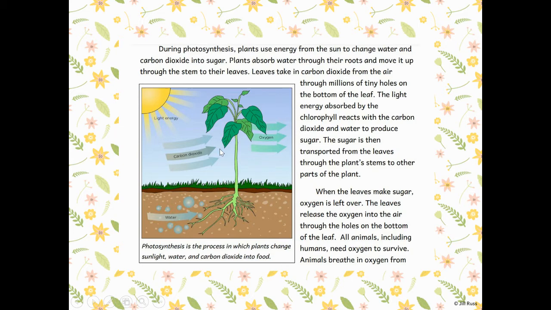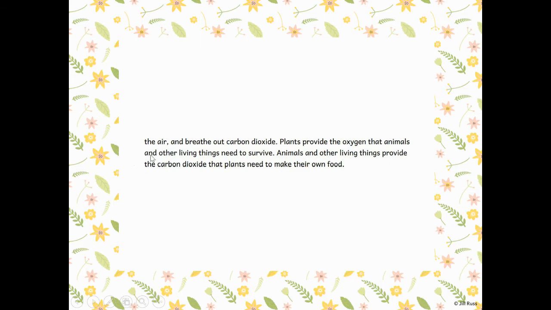When the leaves make sugar, so when this happens, all this comes in, sugar is made, then left over is oxygen. The leaves release the oxygen into the air through the holes on the bottom. All animals, including humans, need oxygen to survive and breathe. So you and I need that oxygen to survive. We breathe it in from the air and breathe out carbon dioxide.